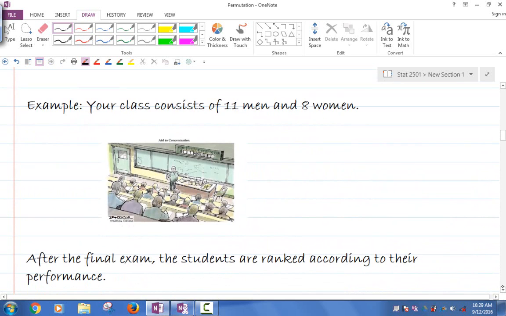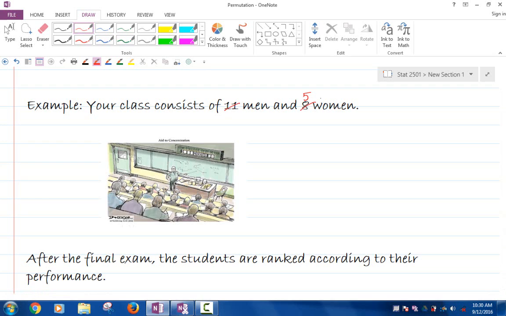No. Okay, good. Your class consists of 11 men and 8 women. I don't actually know exactly how many we have. 1, 2, 3, 4, 5. 5 women, in fact. Let's change them. Let's say we have 5 women and how many men? 4, 6, 7, 10, 13, 21, I think.